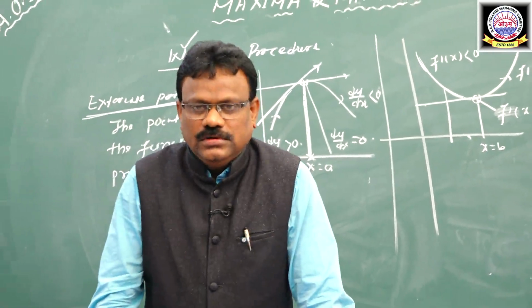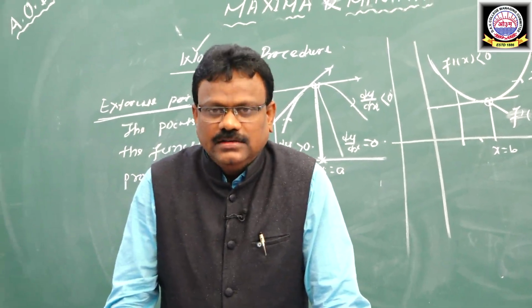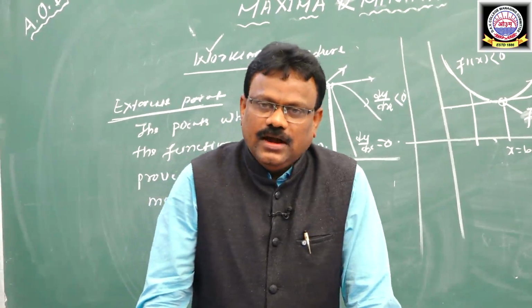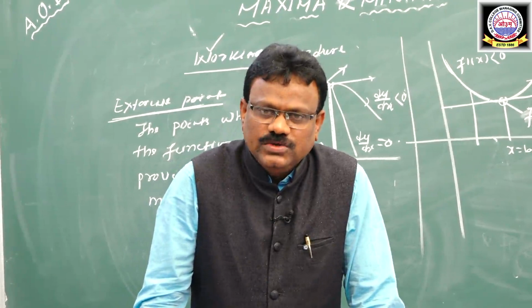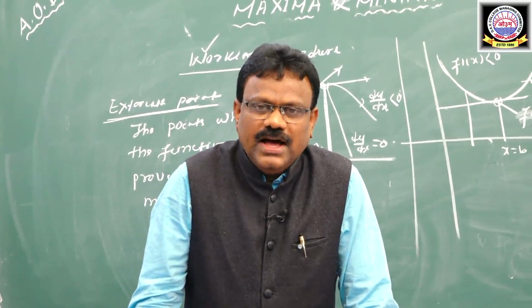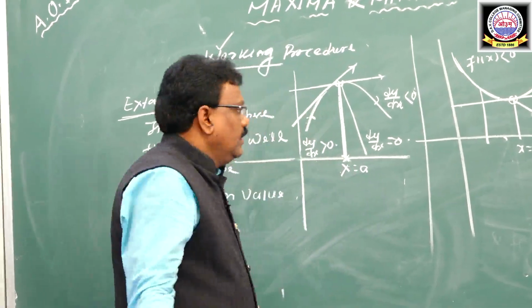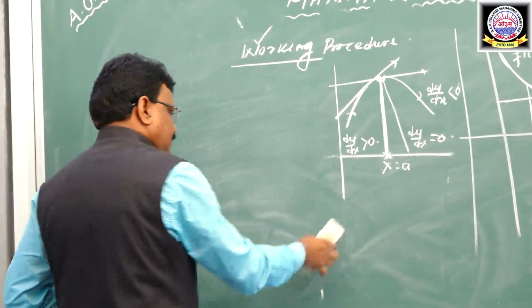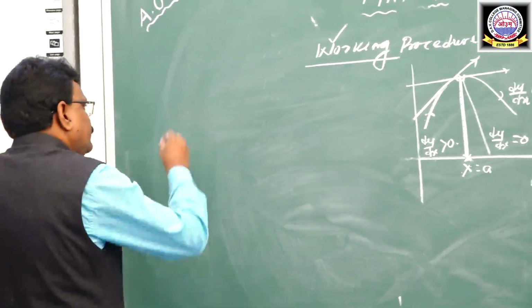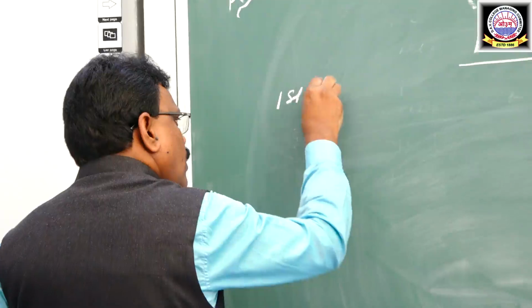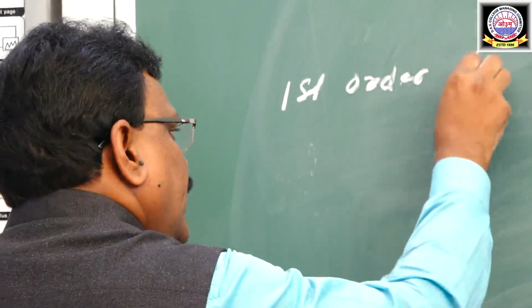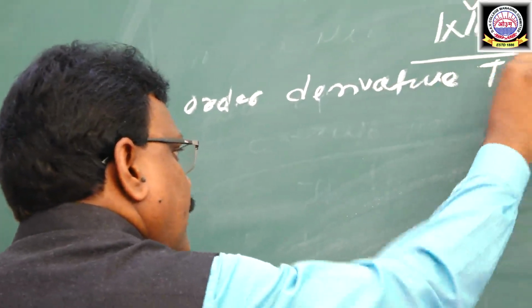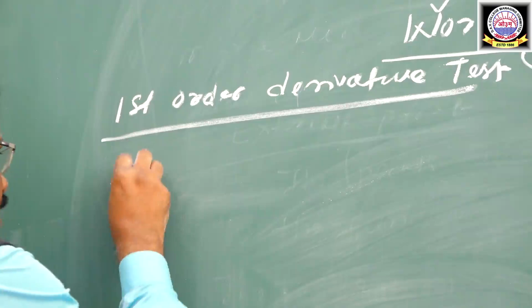So write down the points, what I am calling the working procedure, how to get the local maxima and local minima, and what we are using. Now we are using the first order derivative test. Write down the first order derivative test, how we will get it.